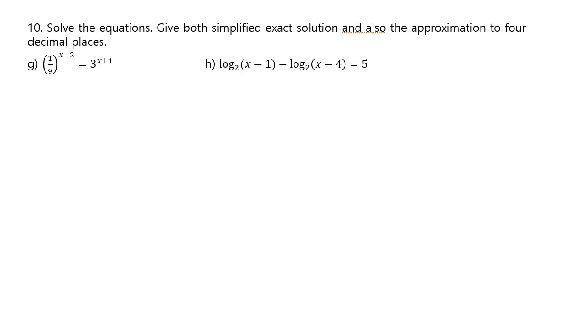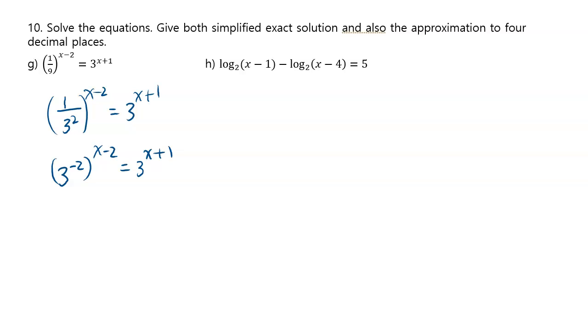Okay, for this one, you have 1/9, 9 and 3. Well, 9 is 3 squared, right? So we're going to write (1/3) squared to the x minus 2 equals 3 to the x plus 1. And 1/3 means that's the negative power. And then this number gets multiplied to negative 2, so you get 3 to the negative 2x plus 4 equals 3 to the x plus 1. And then you have negative 2x plus 4 equals x plus 1.